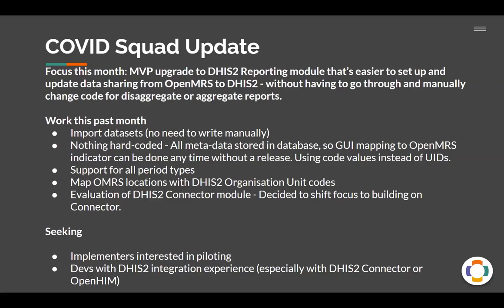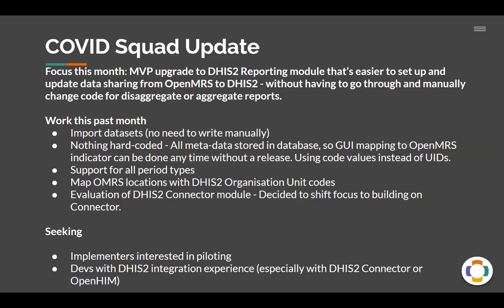So in the last month, we did some work around importing data sets, so those don't need to be written manually. Nothing's hard-coded. All the metadata is stored in the database so that you can use a GUI to map the OpenMRS indicator, and that can be done at any time without having to do a release. And we also use code values instead of UIDs.